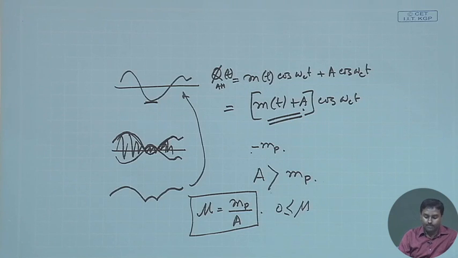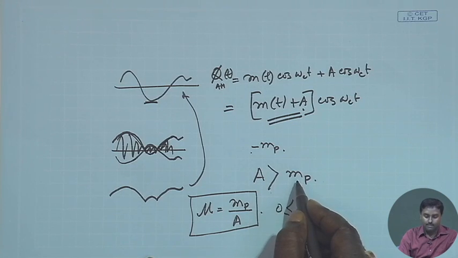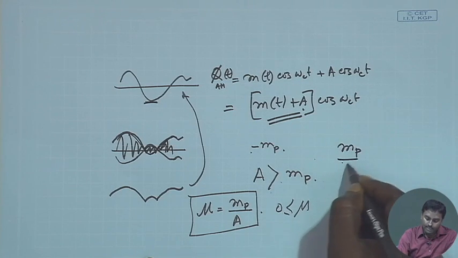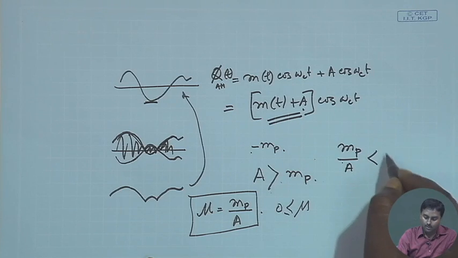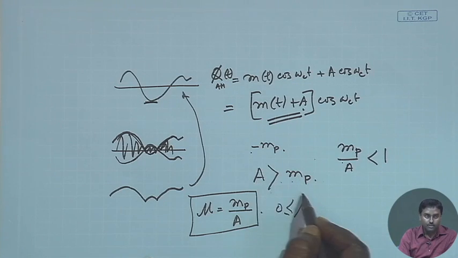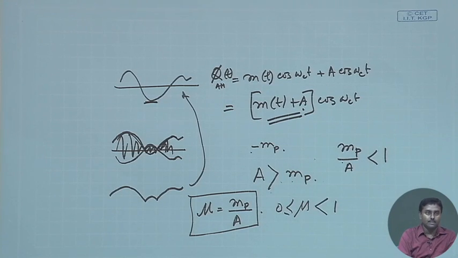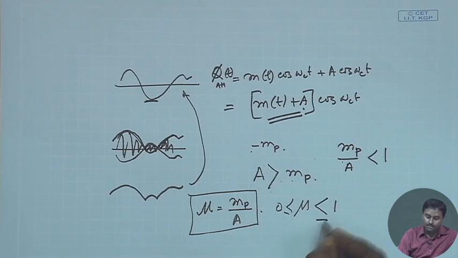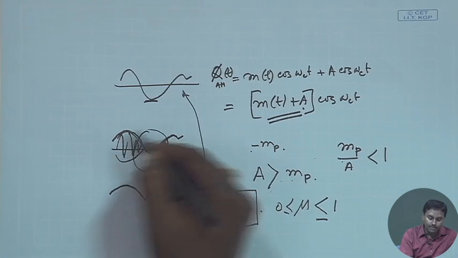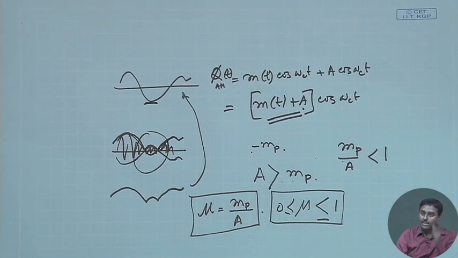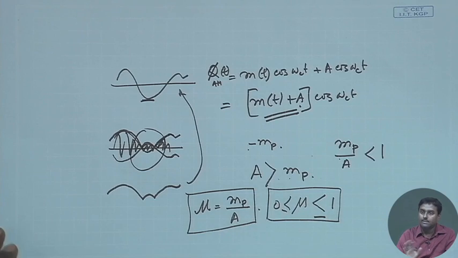But the other one is very important, because A must be greater than M_p. Immediately from here I can write M_p divided by A must be less than 1. I just took A down. So, M_p by A must be less than 1. At max I can have equality, but anything other than that, I will always have the danger of this kind of scenario. So, I should always ensure that this modulation index condition is satisfied.